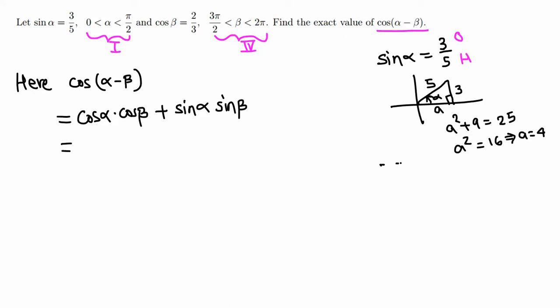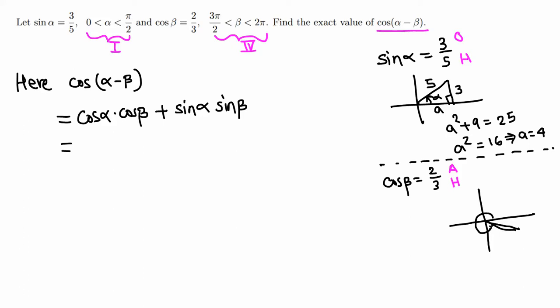Let's do the same type of work for the second angle, beta. It's given cosine beta is 2 over 3, and we know that cosine is adjacent over hypotenuse, and beta is in the fourth quadrant. So fourth quadrant means draw a right triangle. I'm just going fourth, so come up all the way here. This should be a straight line, the hypotenuse part, and draw a right triangle. So this is beta, adjacent is this, that's 2, hypotenuse is 3.